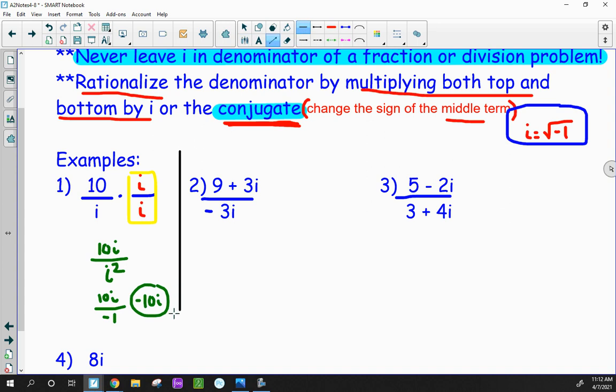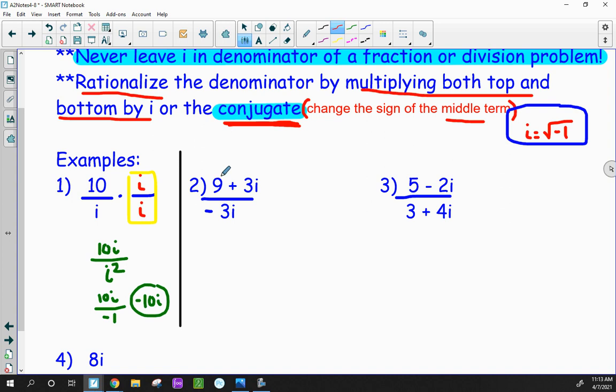So when you have a division problem, you notice the division bar, and the term underneath the division bar is just one single term, like an imaginary number, the best way to get i off the bottom is to multiply both the top and bottom of the fraction by the letter i. When you go straight across and multiply, what should happen is the denominator will change to a real number, and then you can simplify.